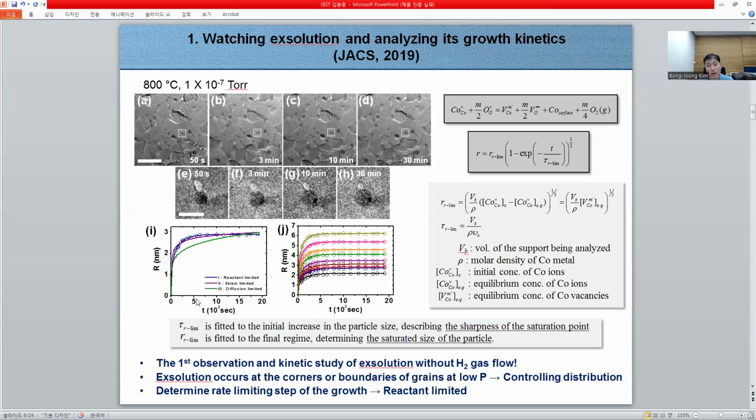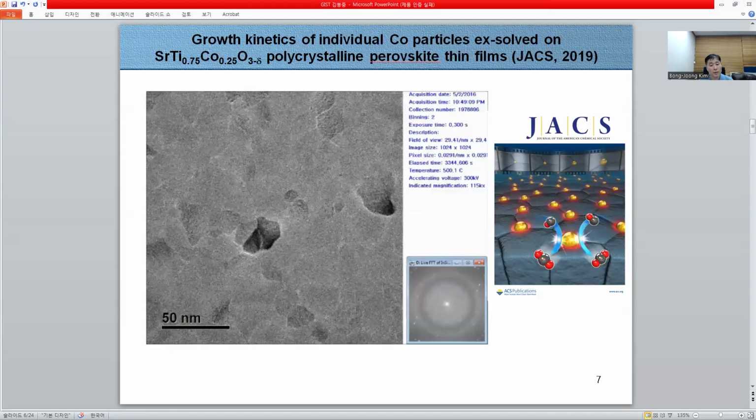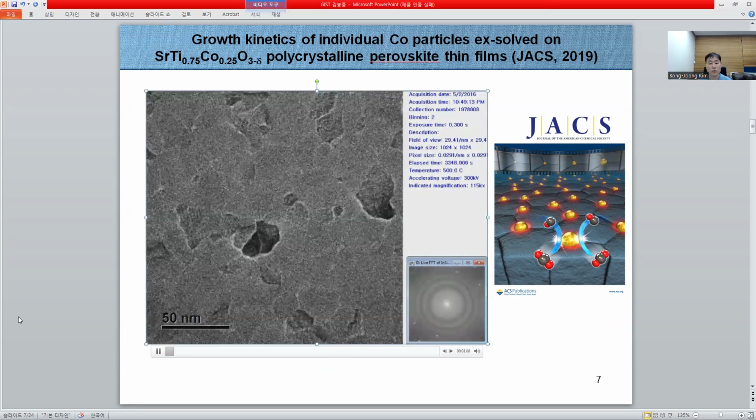Based on the analytical model we established here, we fitted the measured data, and we find that the growth kinetics is limited by a reactant-limited model. We clearly observed that initially the exsolved particle grows very fast, followed by saturation of the kinetics. Our in situ movie shows our entire results of the exsolution. I'm going to show you the captured movies.